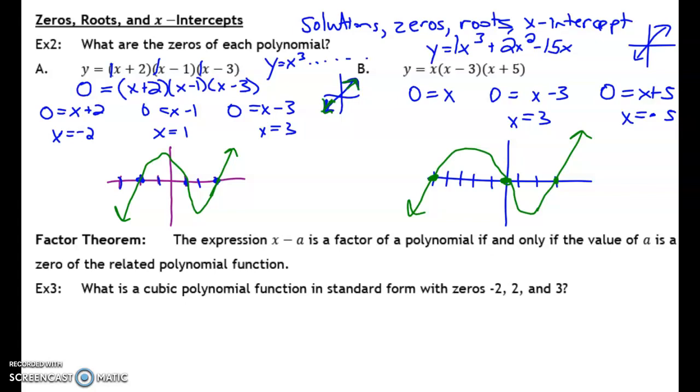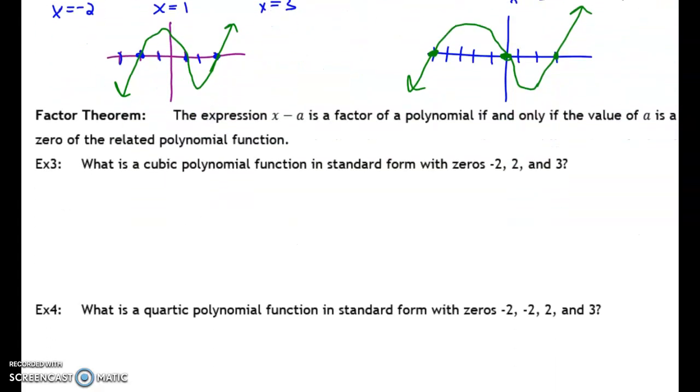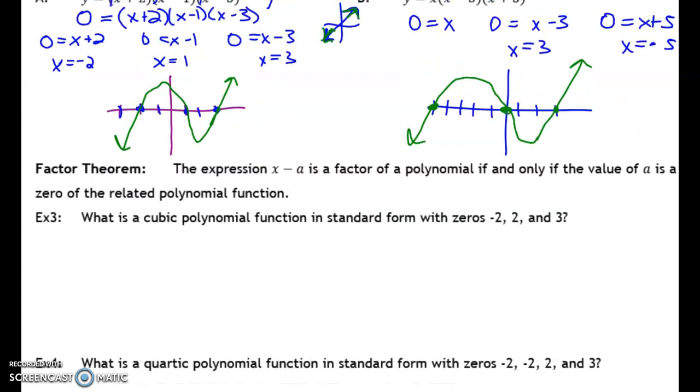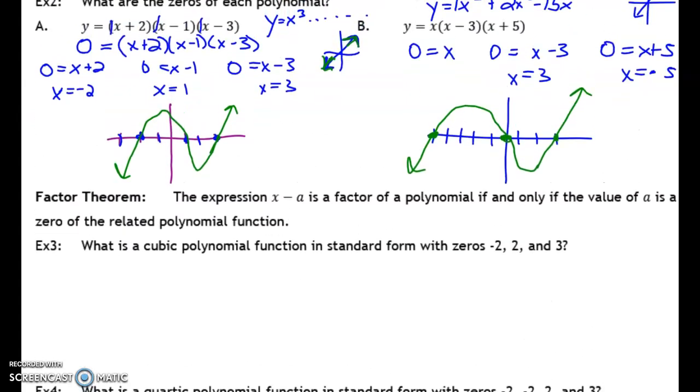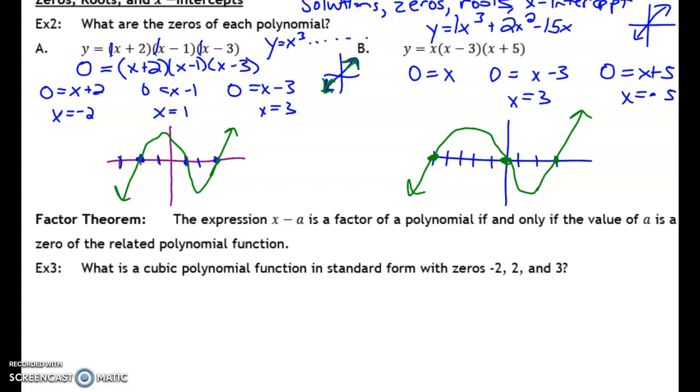Next, factor theorem. The expression x minus a is a factor of the polynomial if and only if the value of a is a 0. So this one, example 3, is very similar to example 2. It's just opposite. It is giving us the answers, saying here are your zeros. We need to figure out the equation.